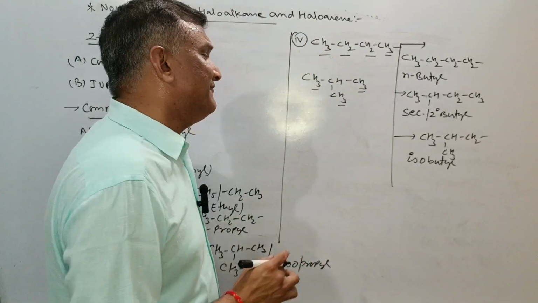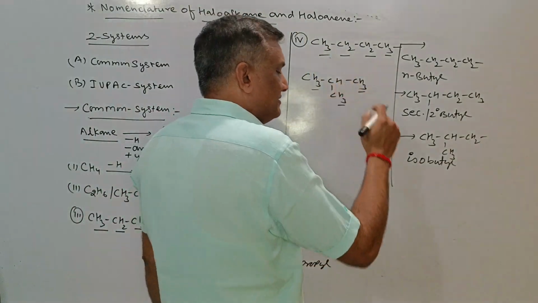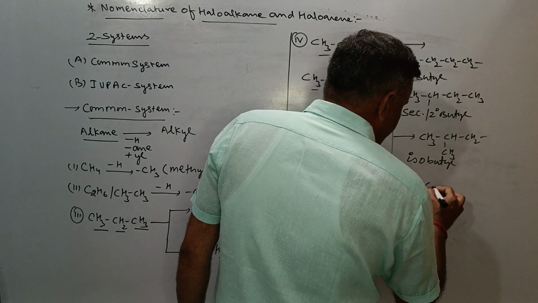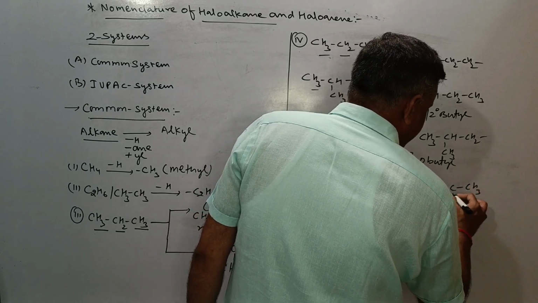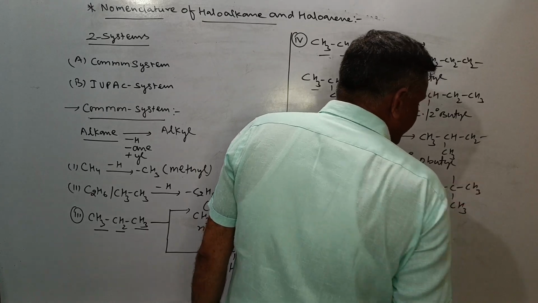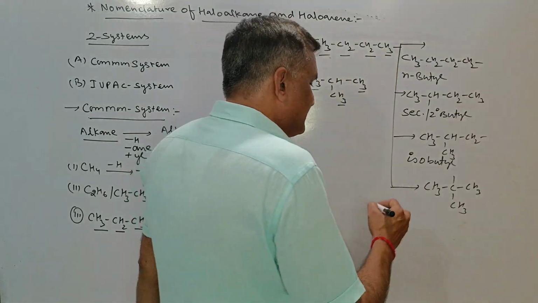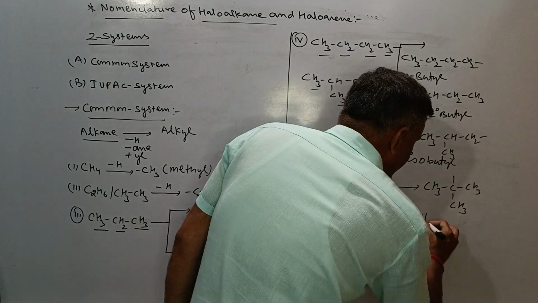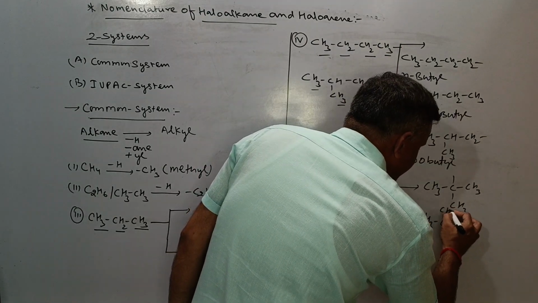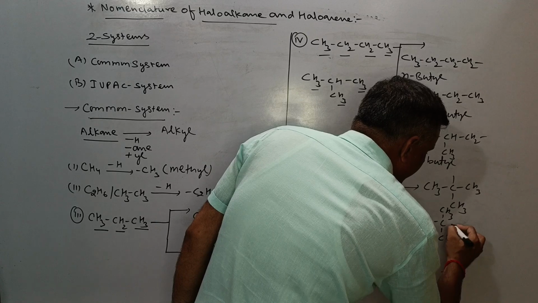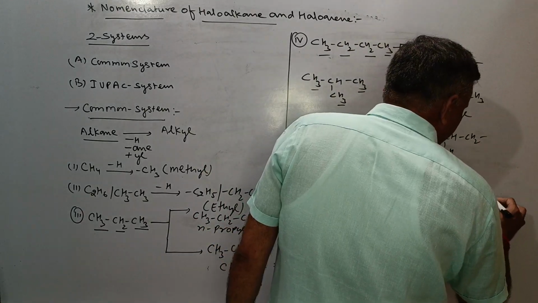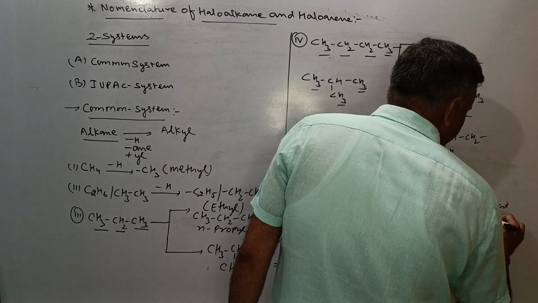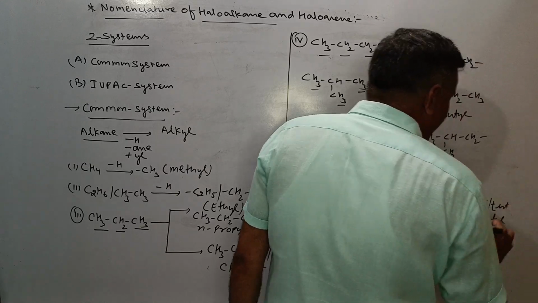And if I remove the hydrogen from the middle, then it will be CH3, C, CH3 and CH3, and this is the free bond. You can write it by flipping as follows: CH3, C, CH3, CH3 with the free bond. Then it is called 3-degree butyl or tert-butyl.